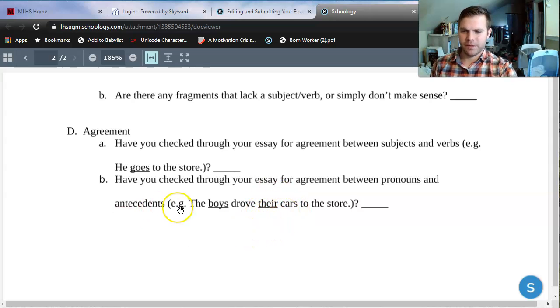It would be wrong for me to say the boy drove their cars to the store, right? It's one boy, one car. The boy drove his car to the store. Watch out for pronouns and their antecedents too.